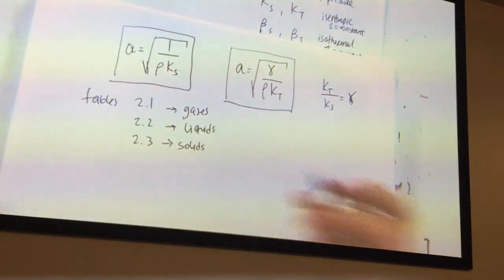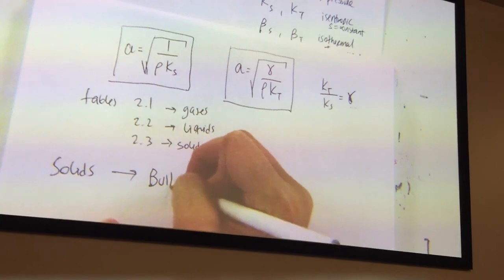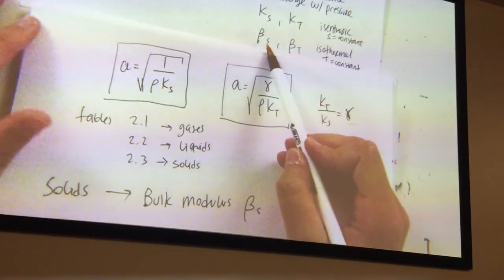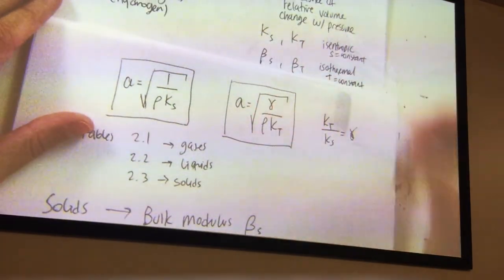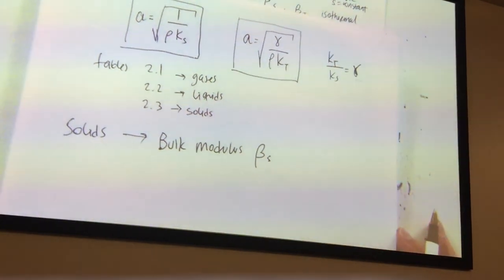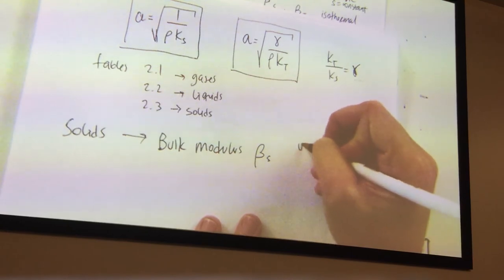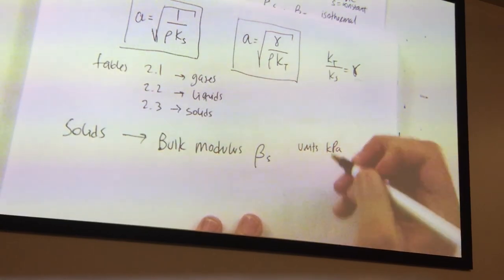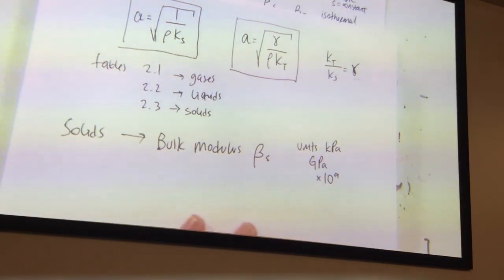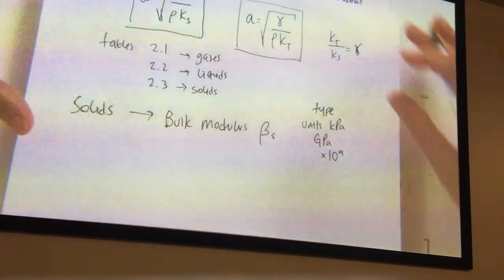When we're talking about solids, it changes a little bit. For solids, we introduce the bulk modulus, and this is beta S. That's why you might see this not as kappa or K for compressibility, because they get a little confused with the solid compressibility parameter. You can find these parameters in this table. In the book, it has units of kilopascals. It is actually gigapascals, which is 10^-9. So make sure that is fixed if you need to use the parameters.